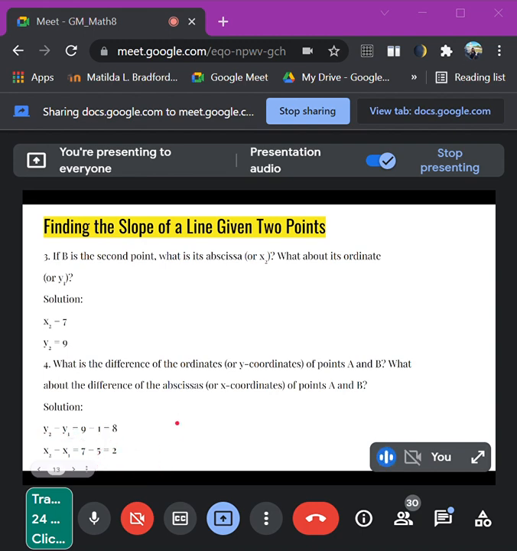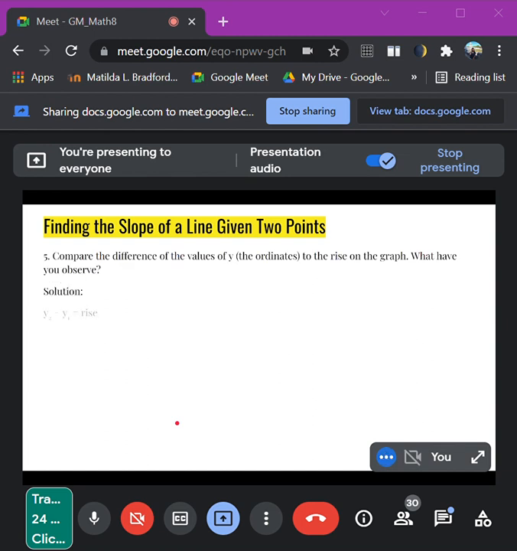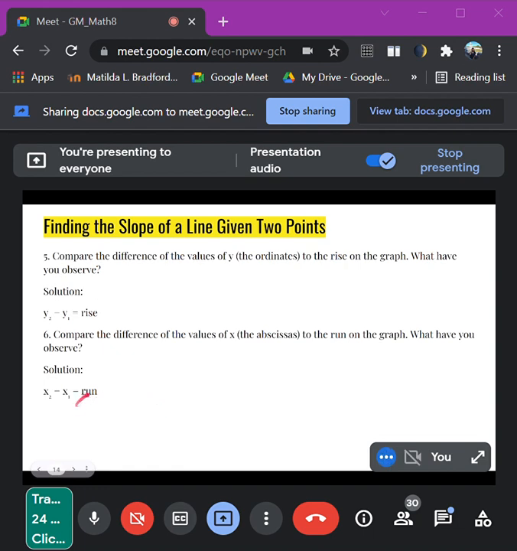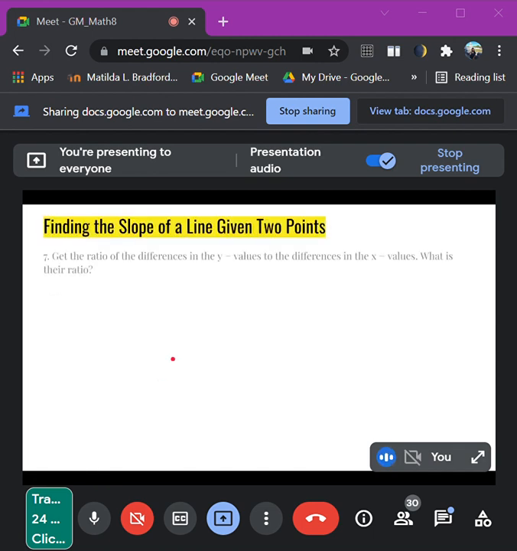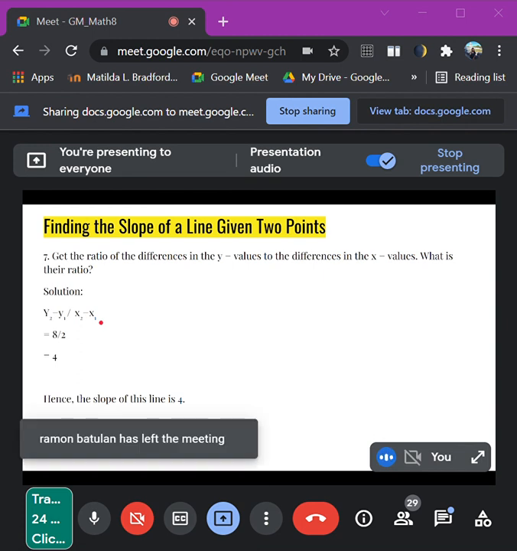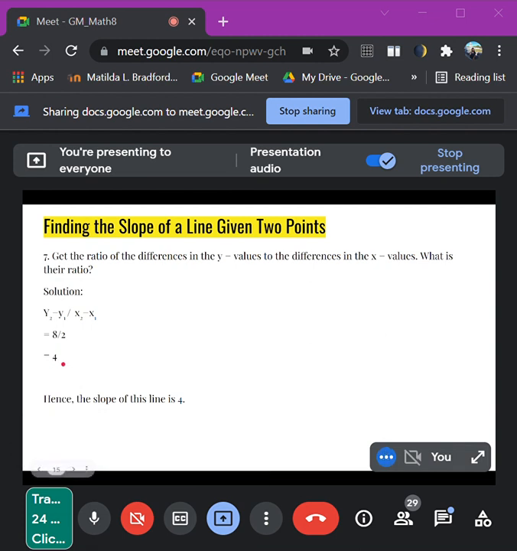And then, sa atong x, or sa atong abscissa, that is for our run. Kung unsa ang atong nakuha dinhi, ibutang ra sa imuhang formula ganina. You have there y sub 2 minus y sub 1 over x sub 2 minus x sub 1, that is 8 over 2. And then 8 over 2, that is equivalent to 4.